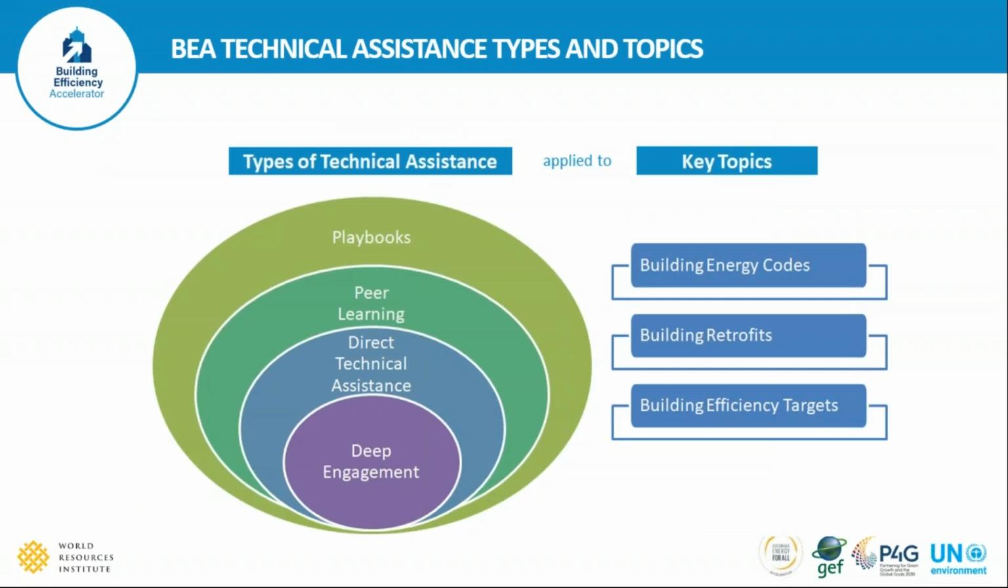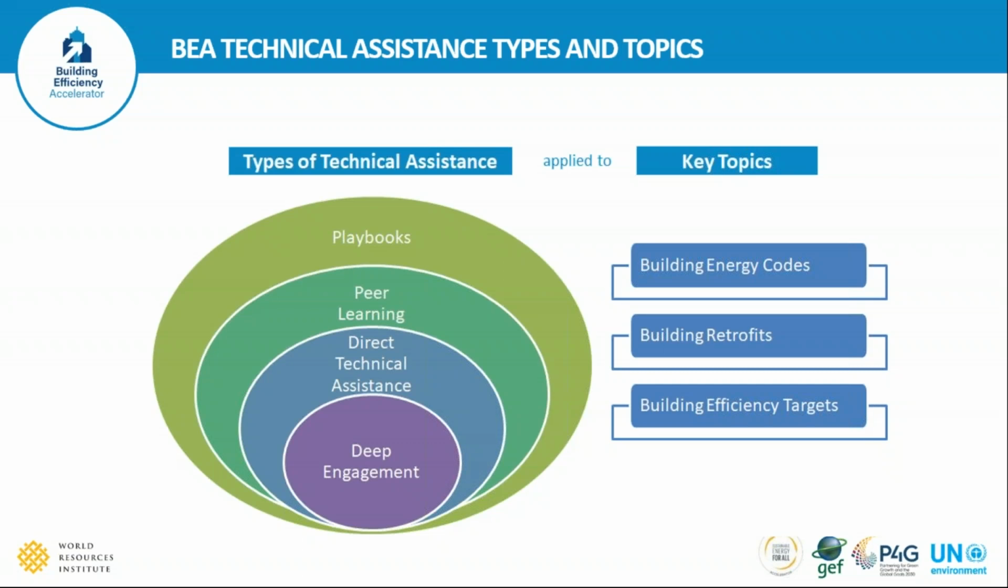For technical assistance, we provide 4 main levels of technical assistance. We have deep engagement in a number of cities and countries around the world, currently in approximately 10 cities and 3 countries. And we also provide direct technical assistance in a more targeted way to help cities to overcome a specific barrier or obstacle. Through our platform, we have a peer learning network connecting cities to each other to help learn from the experiences that others have had.